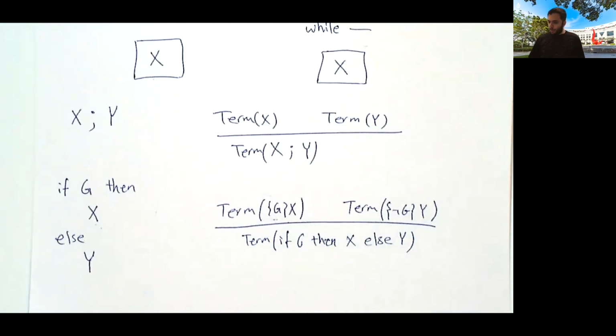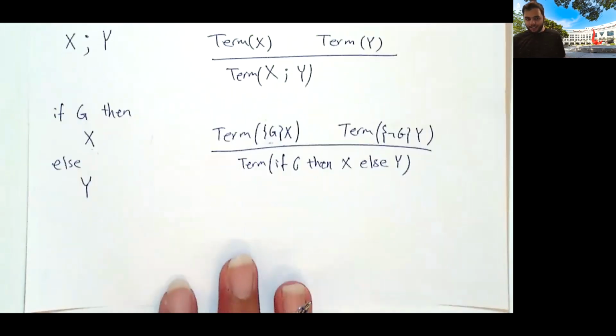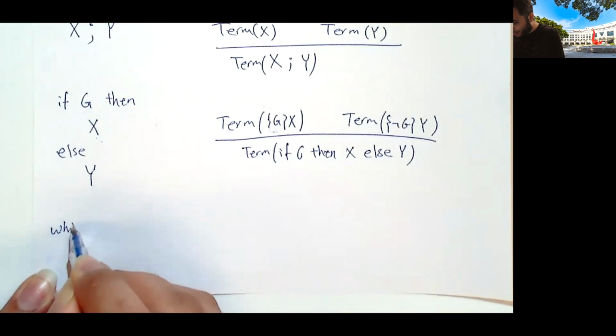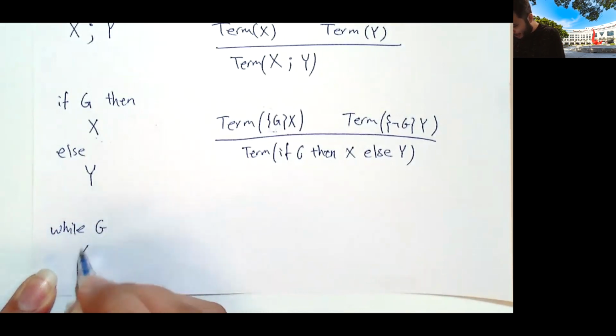Now, the part that is actually kind of hard is the rule for the loop, right? It's always like that. So what happens if I have while G, X?